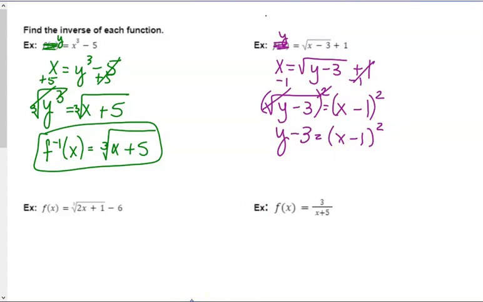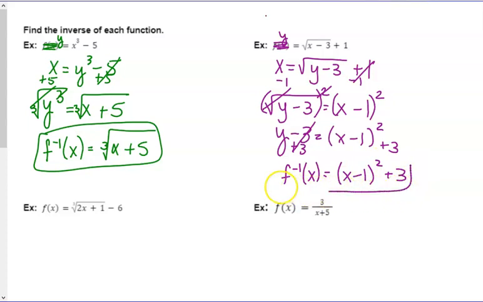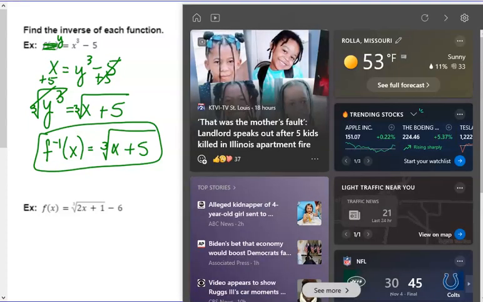I'm sure they would take multiple answers on the online platform. But in this case, I'm perfectly okay with you leaving that as x minus 1 squared. To finish off our problem, we have to add 3 to both sides. Makes that go to 0. Here is our y equals. So let's go ahead, save a step, and write our f inverse of x equals x minus 1 squared plus our 3, and that is our final answer for the inverse of the original function.